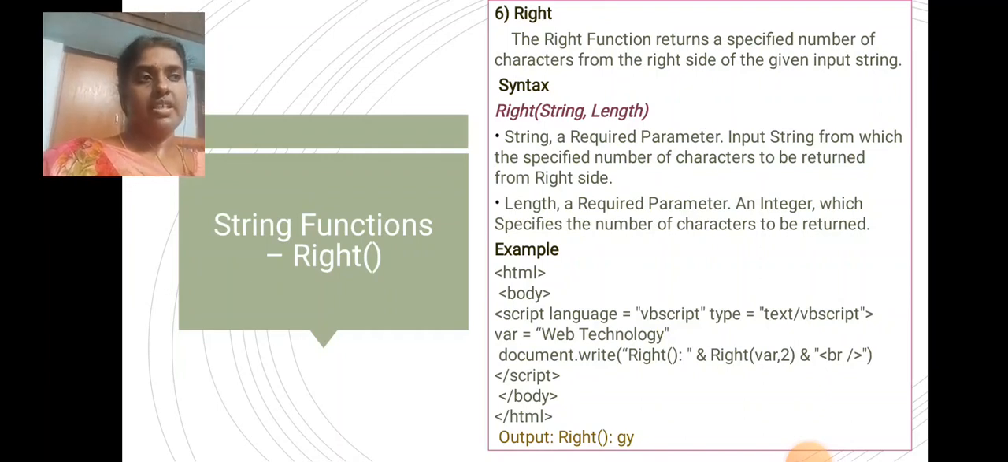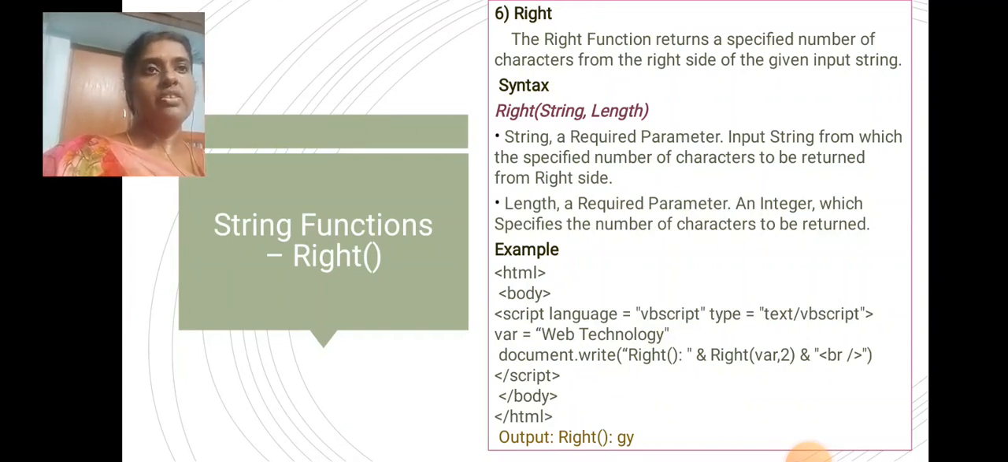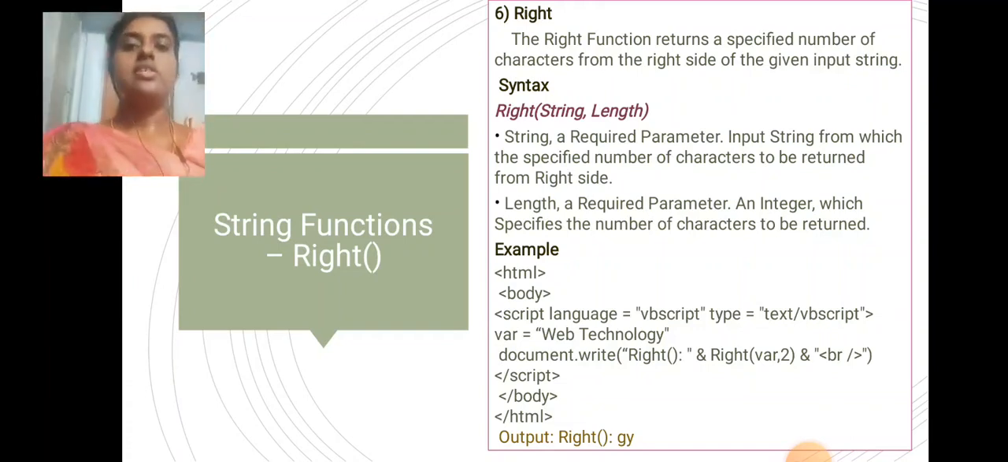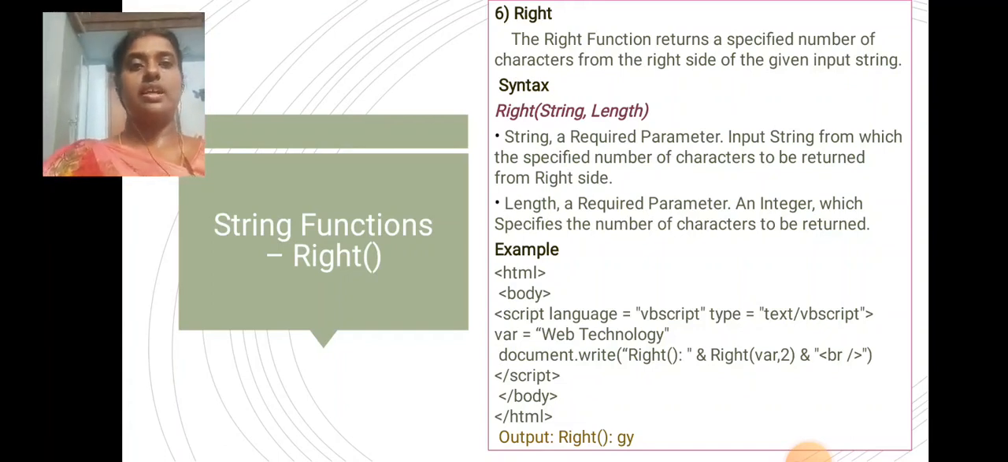Next is the right method. It is the opposite of the left method, and it is used to retrieve a number of characters from the right side of your string. The left method reads the string from left to right, while the right method reads the string from right to left and retrieves the number of characters from the string. Here also it takes two arguments, one is a string and another is a length.